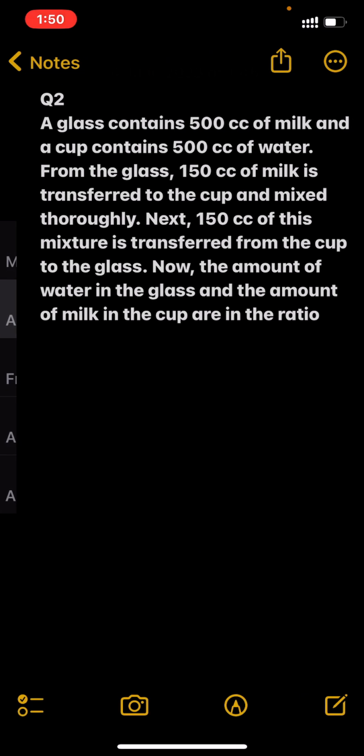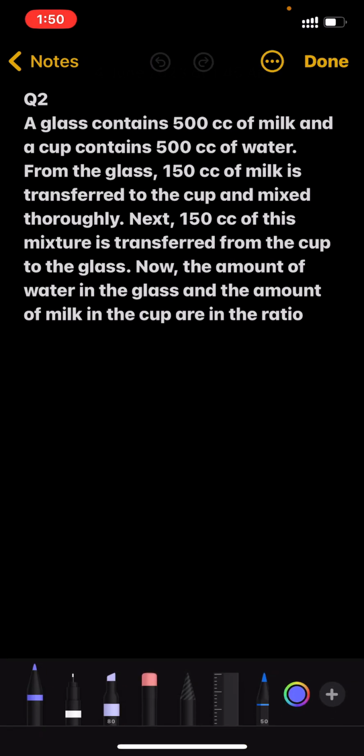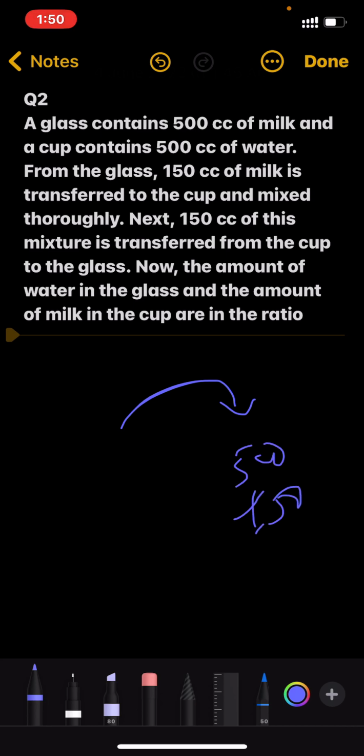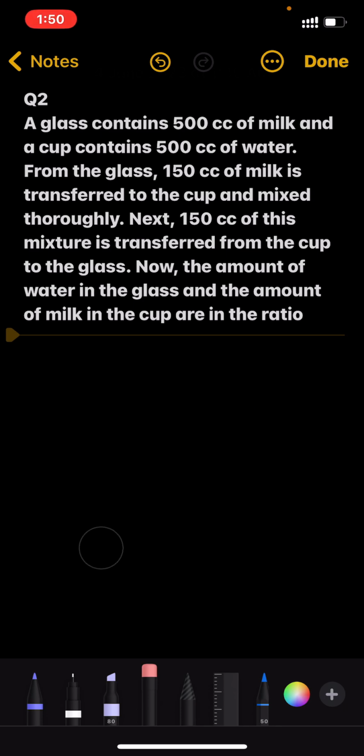Now let's come to question number 2. This is a question which you can do by simultaneously tracking the process. Like first 500 is transferred, then milk will be 500, and 150 will be this, then this transfer. But if you carefully observe this, what we'll do is exactly like this. The question is: a glass contains 500 cc of milk, and a cup contains 500 cc of water. From the glass, 150 cc of milk is transferred to the cup and mixed thoroughly. Next, 150 cc of this mixture is transferred from the cup to the glass.